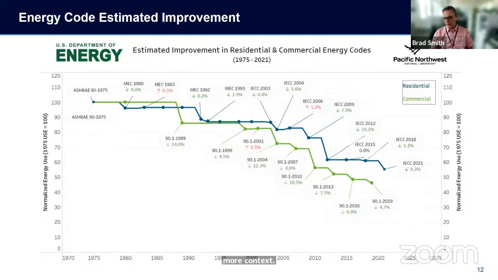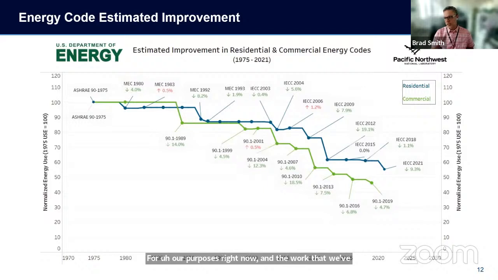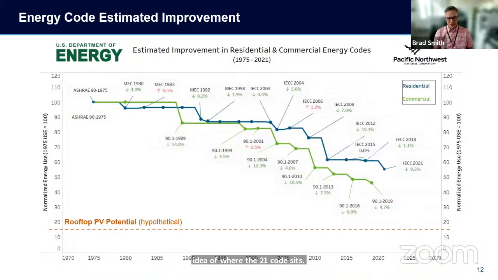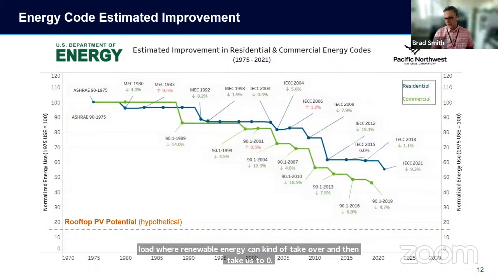For our purposes right now and the work that we've done to date prior to starting work on this DOE project, we've been tracking energy use, but this gives you an idea of where the 2021 code sits. And what we're assuming is that zero carbon or zero energy means that we're going to have to reach a certain building load where renewable energy can take over and then take us to zero. This is the hypothetical look of what we think that might look like.